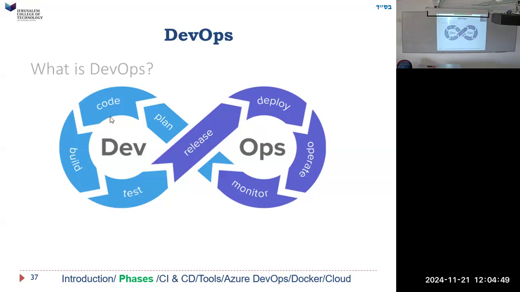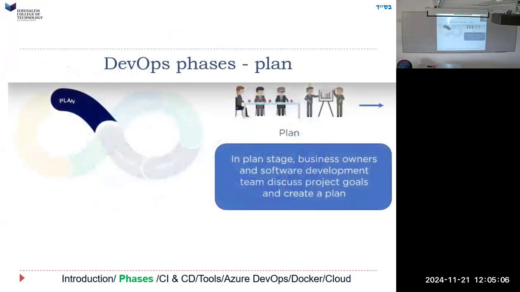So the development team does what? Mostly it codes, plans, tests, builds. The operations team deals with the release, the deployment, the operation, and monitoring also. Monitoring of the system. And the system could be on our servers, and we need to monitor.